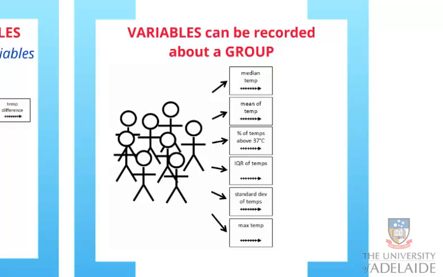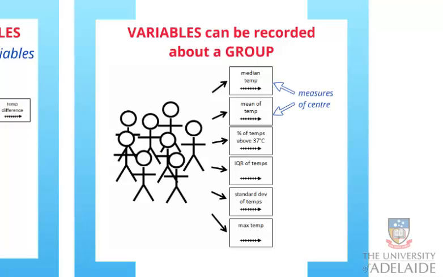So for example, if I had an experiment measuring the temperature of people, I could write down the median temperature, I could write down the mean of the temperature, I could write down the percentage of temperatures above 37 degrees Celsius, I could write down the IQR of the temperatures, I could write down the standard deviation of the temperatures, I could write down the maximum temperature, and any number of different things I could write down, but none of those belong to any one of the subjects at all. All of those measurements belong to the entire group.